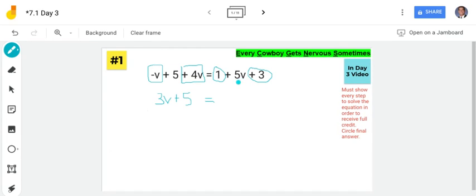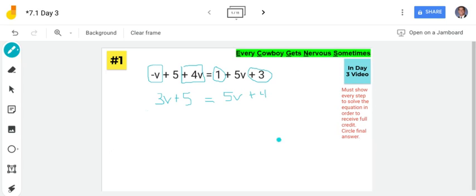So on the right side, I'm going to bring this 5v down. I will have 5v plus 4, since 1 plus 3 is 4. Okay, so I have done step 2. I didn't have to do step 1 because there were no parentheses to eliminate. Step 2 I just did. I combined like terms. I did it on the left first, and then I looked on the right side and combined like terms over there.